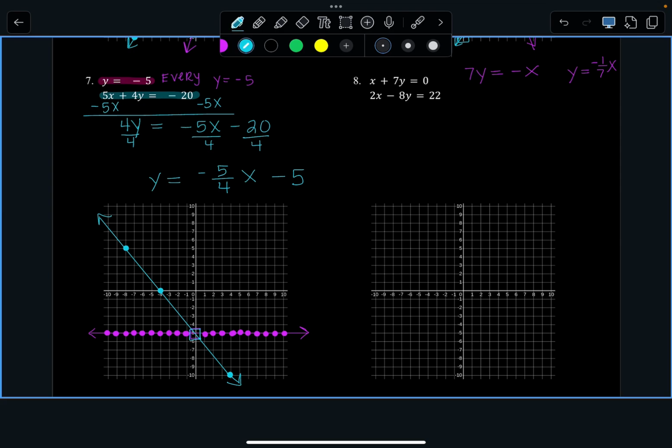The bottom, if we add 8y, subtract 22, and then divide by 8, this one doesn't come out nicely. We'll talk another day about how to do questions like this.